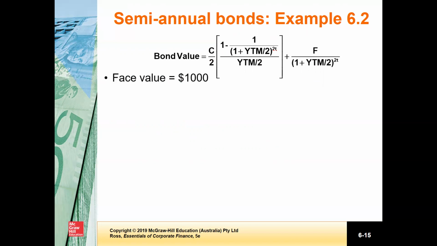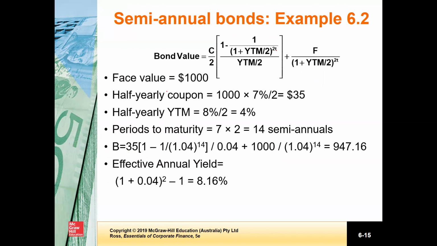Okay, so look at this example. Face value is 1,000 and half yearly coupon is $35. So half yearly YTM is 4%. As a result, now you can see how the formula looks. It's 35 because the annual coupon was divided, and 4%, the annual YTM divided by 2. And this is also the number of years multiplied by 2. Okay. So the value is 947.16.